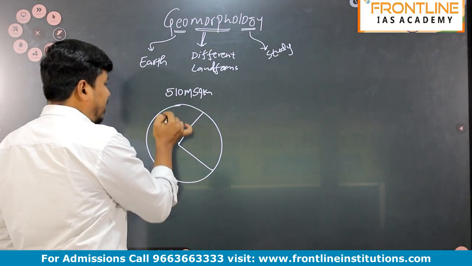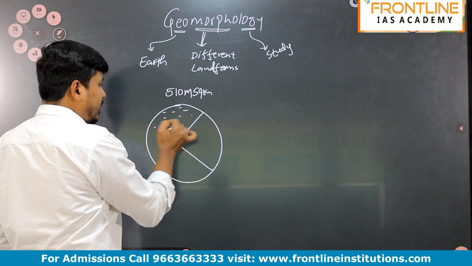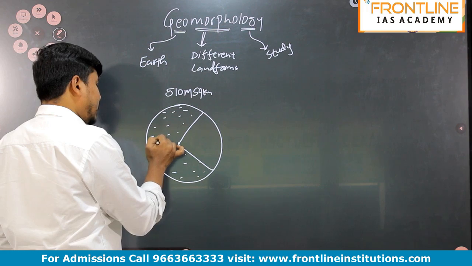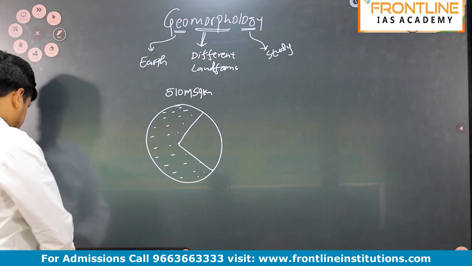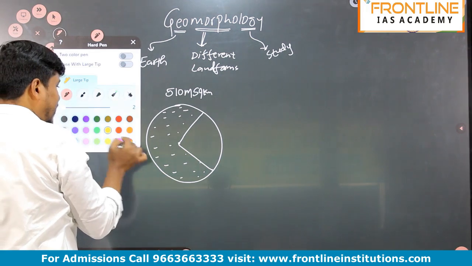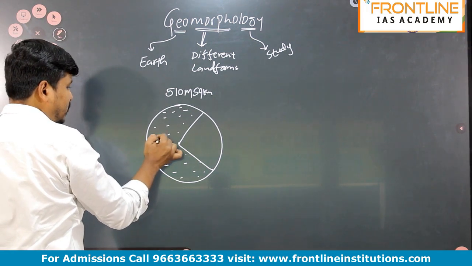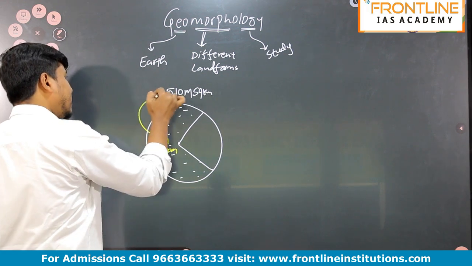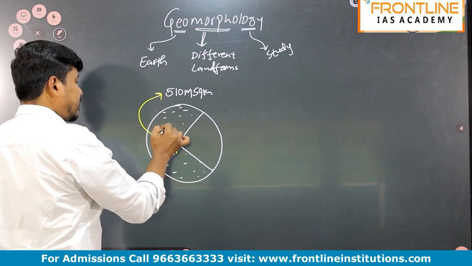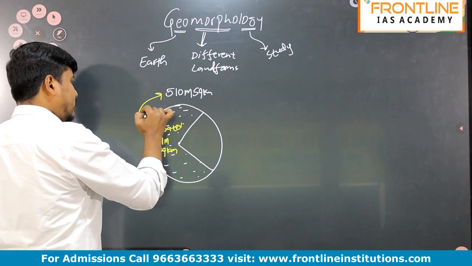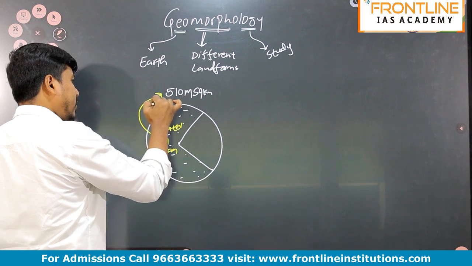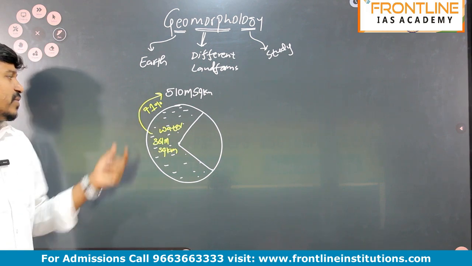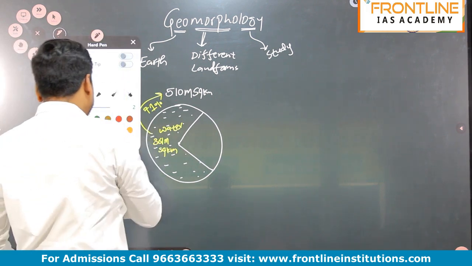And out of the total area, the maximum area of the earth is covered by water. That is around 361 million square kilometers, and that is 71% of the total area of the earth. Out of the total area of 510, 71% is water, and the remaining area is land area.